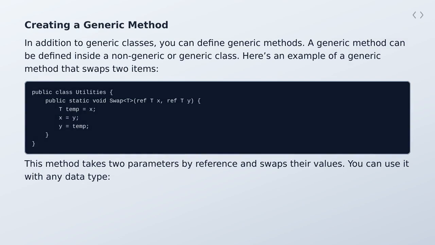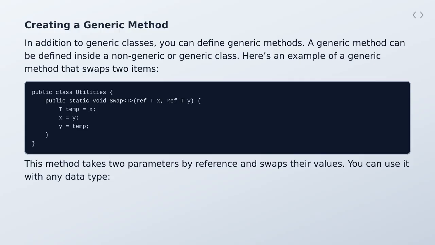This section covers creating a generic method. In addition to generic classes, you can define generic methods. A generic method can be defined inside a non-generic or generic class. Here's an example of a generic method that swaps two items. This slide introduces a class definition. Study the structure in the code sample.